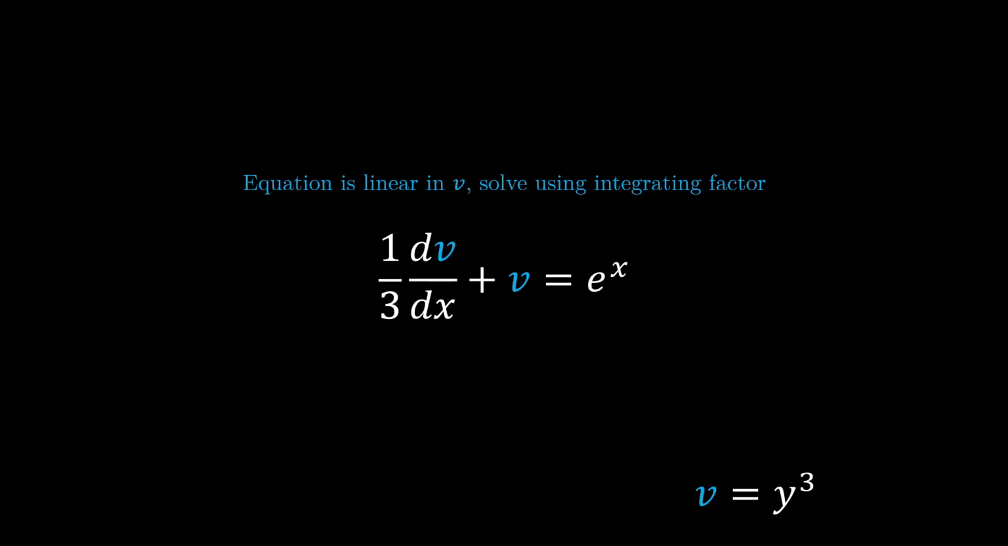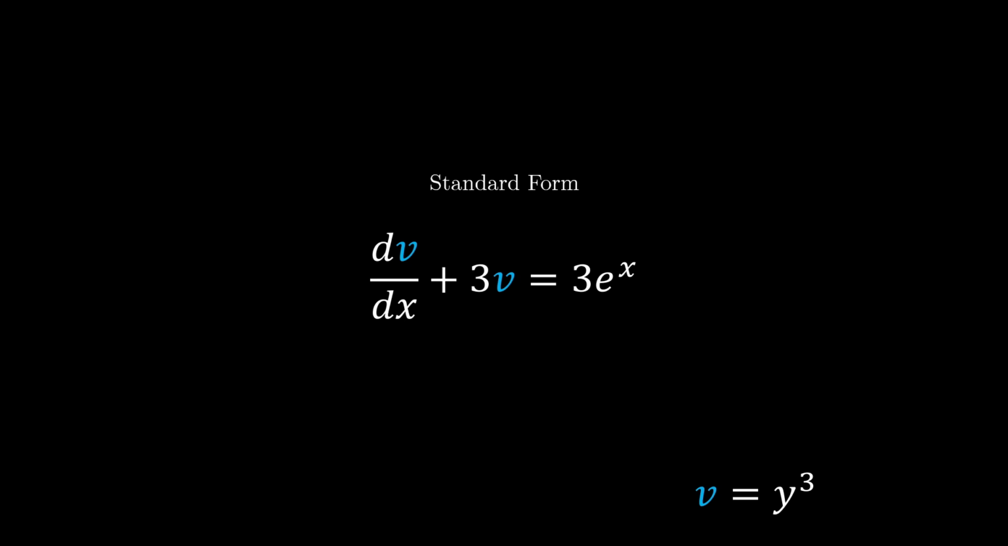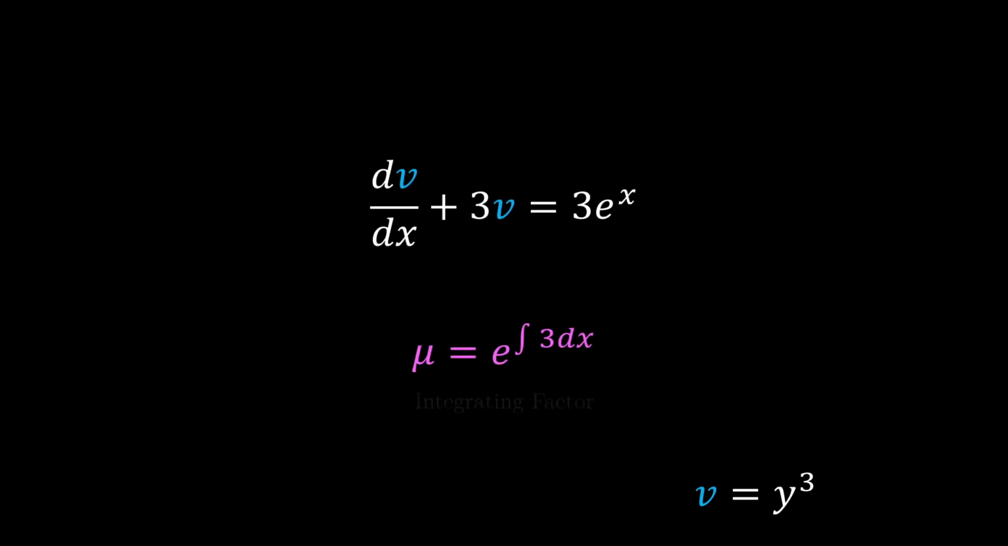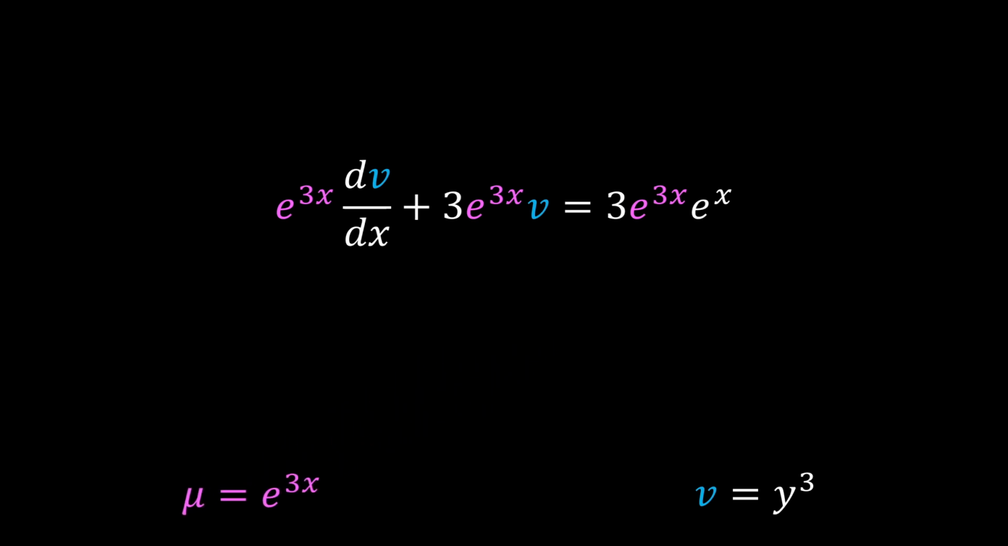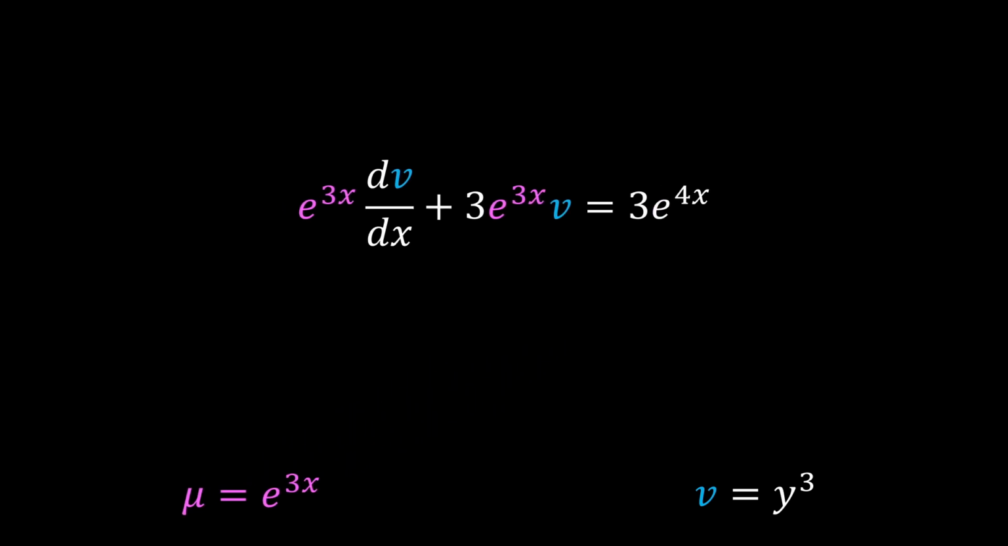But we first need to put it in standard form, so we multiply the entire equation by 3, which means our integrating factor mu is simply e to the integral 3 dx power, which turns out to be e to the 3x power. We can then multiply the entire equation by mu, which is e to the 3x power, and as usual, the left-hand side of the equation can be written as the derivative of the product of mu times v with respect to x. I once again encourage you to watch my video on integrating factor, where I cover this procedure in greater detail. The link is in the description.